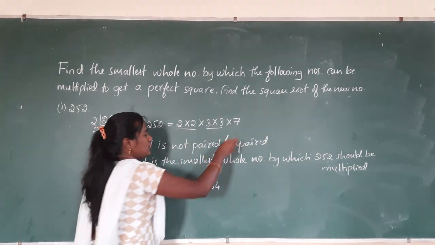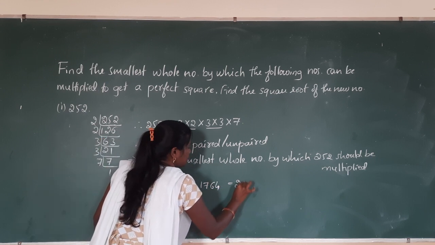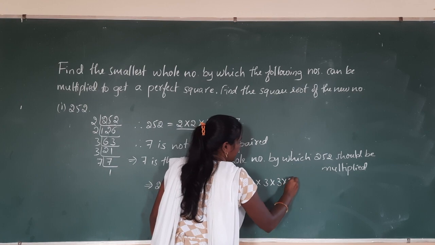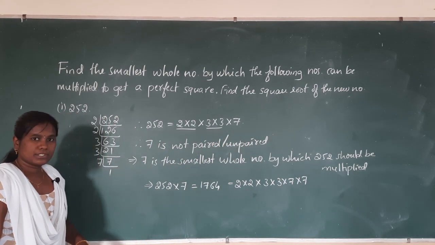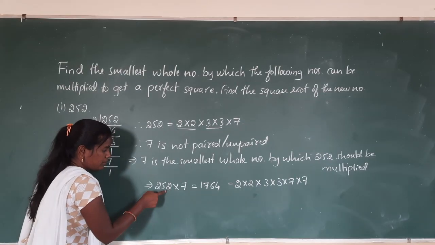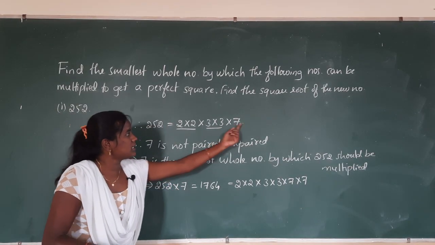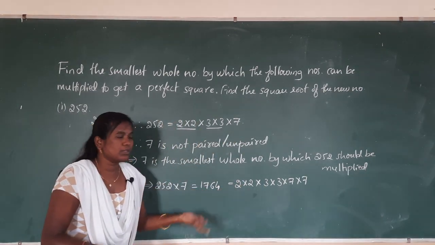1764. So now what will it be? It is equal to 2 into 2 into 3 into 3 into 7 into 7. Are they both the same? See, I have multiplied 7 by this number. That is nothing but multiplying by 7 on both sides, into 7 here, into 7 here. So both the answers will be the same.